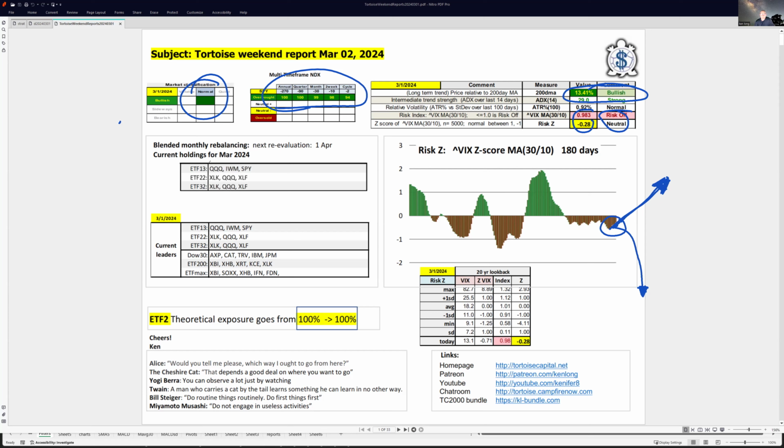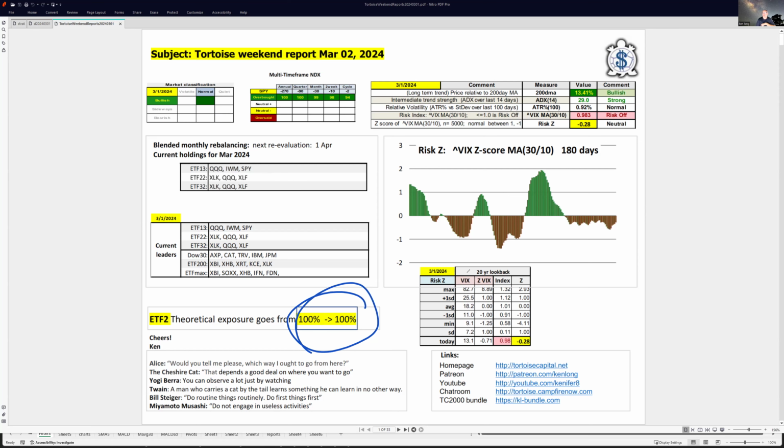So there it is. Blended monthly rebalancing happened today. Here's the new holdings for the ETF 13, 22, and 32 portfolios, dominated by tech and finance on the bigger ones, and then tech, small caps in the US, so it's all US all the time. ETF 2's still at 100% exposure.